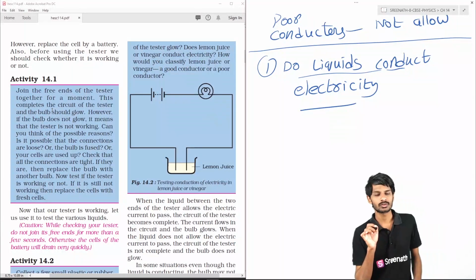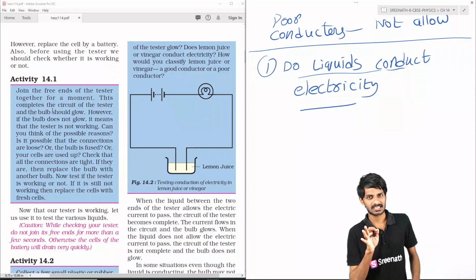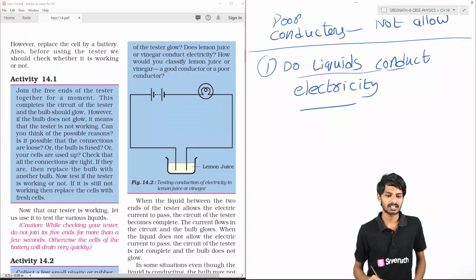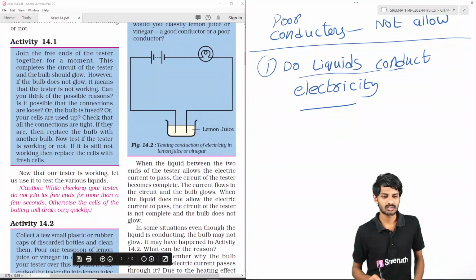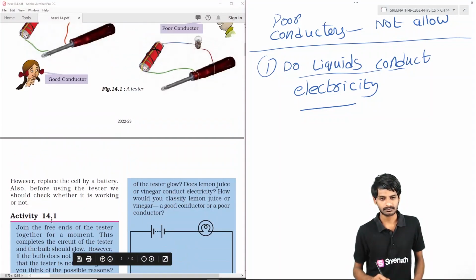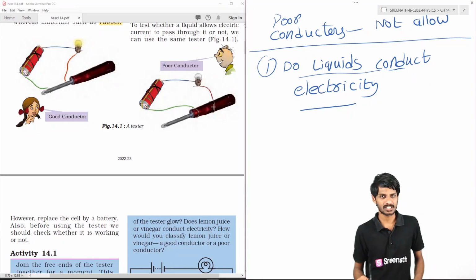Before we test, the first thing is we have to check whether our tester is working well or not. For that, what do we have to do, students? While checking, there is a caution: do not join its free ends for more than a few seconds. These two are the free ends, students. These two free ends are wrapped around this plastic and this metal here.